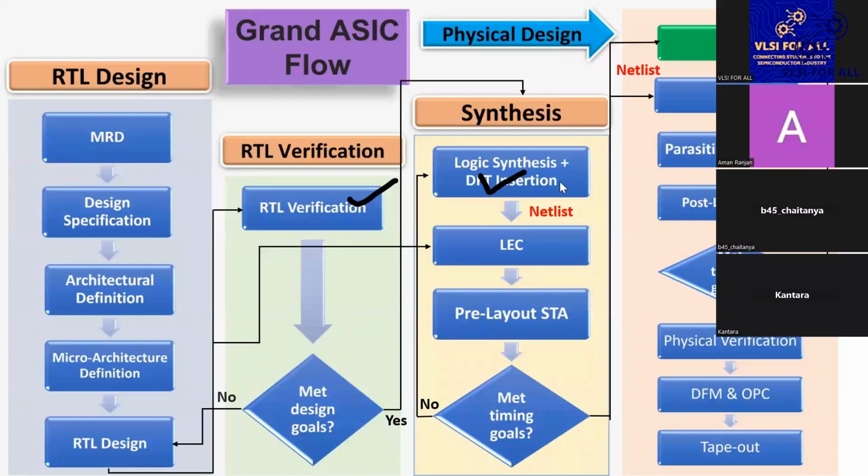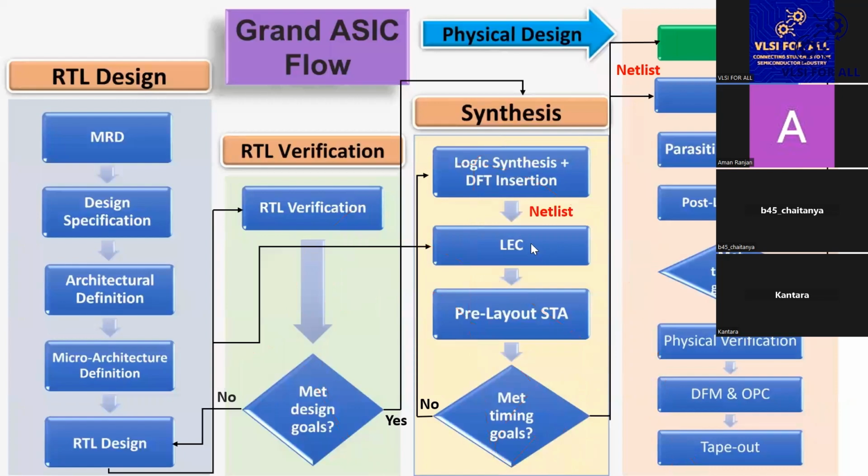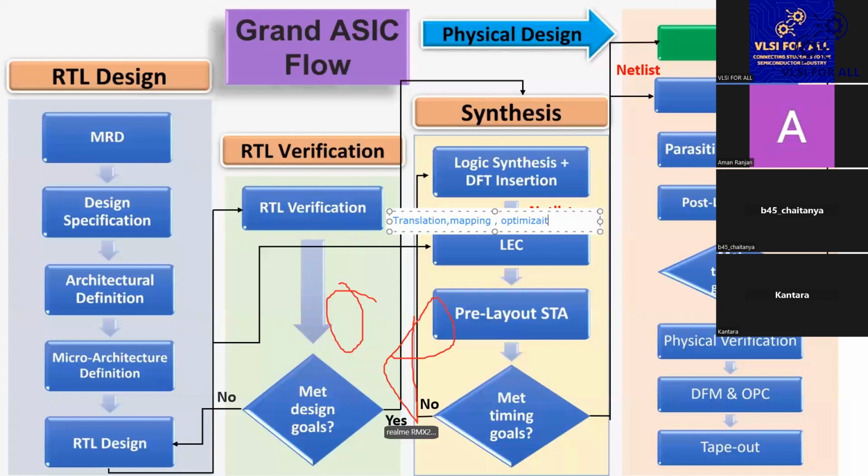The synthesis has three steps. What are they? Can anyone tell me what the three stages involved in synthesis are? Okay, so the three steps are: one is translation, the second one is mapping, and the third step is optimization. So these are the three steps involved.